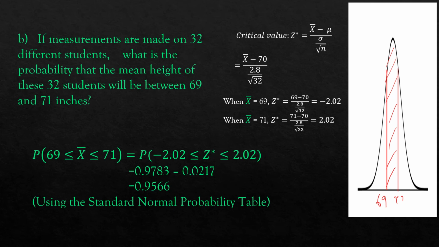So the probability of x bar between 69 and 71, that is the area of this bell-shaped curve which describes the sampling distribution between 69 and 71, is the same as the probability of the standardized normal curve for z star between negative 2.02 and positive 2.02. Again, using the same standard normal probability table in our textbook, we can find that this is the difference between 0.9783, which is the area below 71, and 0.0217, which is the area below 69, and your answer is 0.9566.